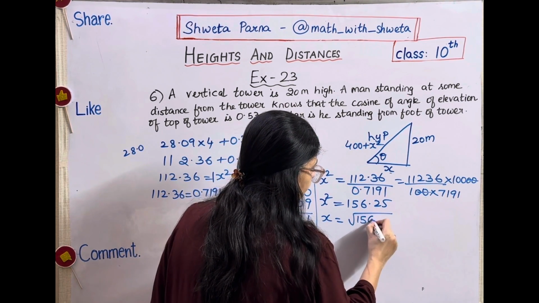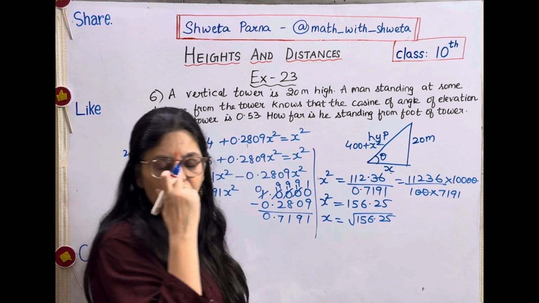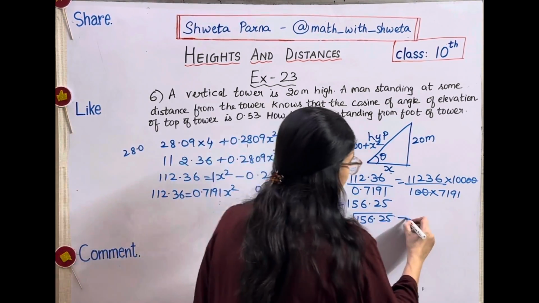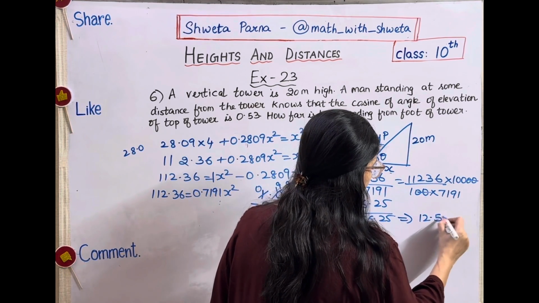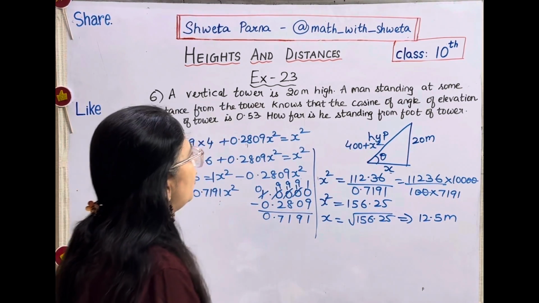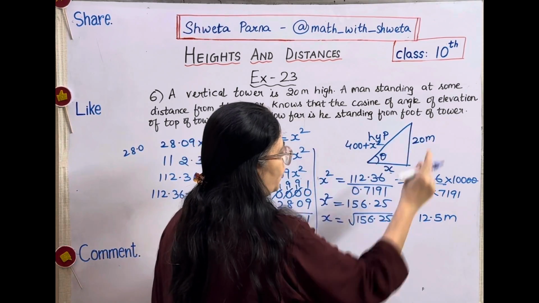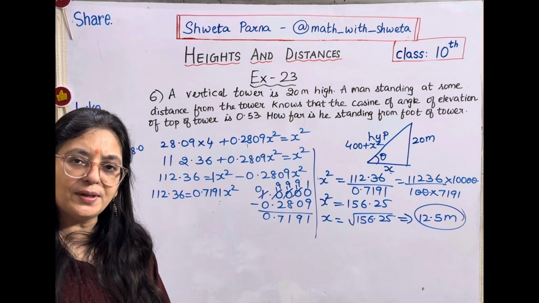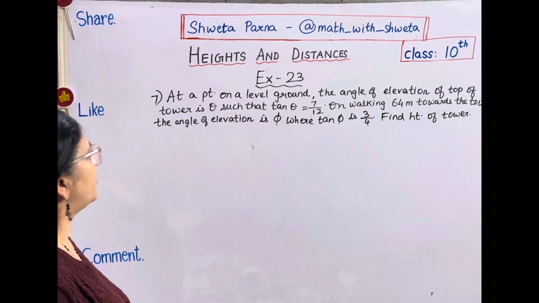For finding the square root also you can check my video where I have shown you an easier way to find the square root. So this would be approximately 12.5 meter. So how far is he standing from the foot of the tower? It is 12.5 meter. I hope it's clear. Come on, let's go to question number 7.